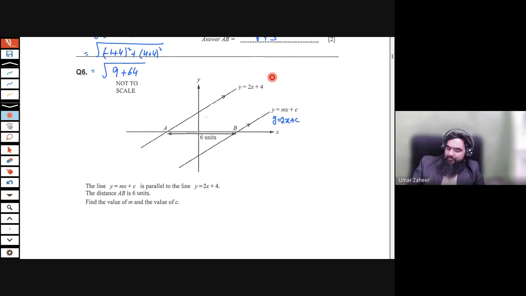Now we look at 6. Do we use rise over run? It is 6 units, but you don't know the length. The distance between A and B is given, that is 6 units, but you don't have an idea about this. First of all, we are going to try to find point A. Can anyone tell me how we can find the coordinates of point A?